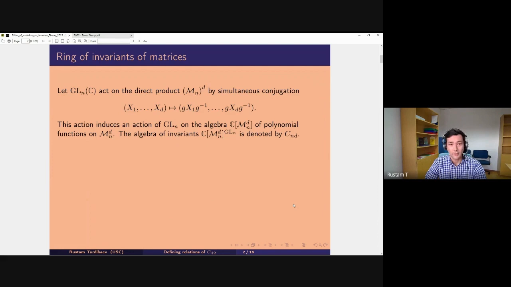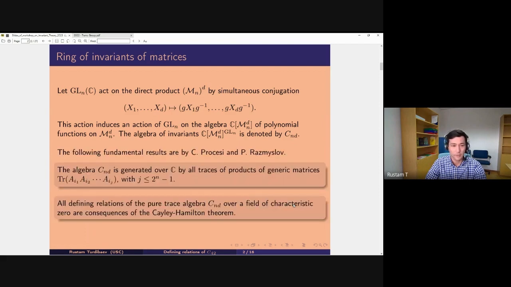So we have GL_N acting on the direct product of d-tuples of matrices by simultaneous conjugation, and this induces an action of GL_N on the coordinate algebra. As we heard today from the first speaker, the first and second fundamental theorems are well known by Procesi, Razmyslov, and also by Sibirskii apparently: the algebra of invariants is finitely generated by traces of products, with words of length no more than some fixed number.